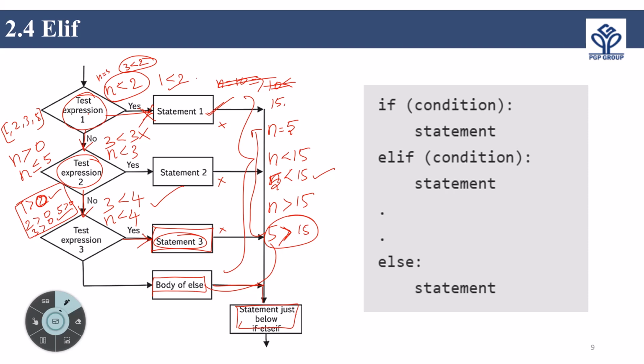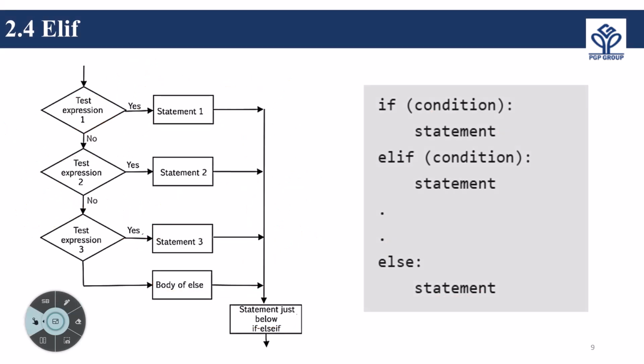Okay, our syntax is: if the condition is true, print the statement, enter if. When the if condition is false, then only we enter the elif. Okay, the condition statements are printed. Finally, after completing the elif part, we go to the else part. Then next we print the statement. Okay, clear?